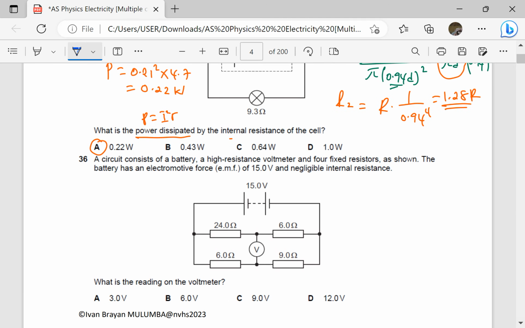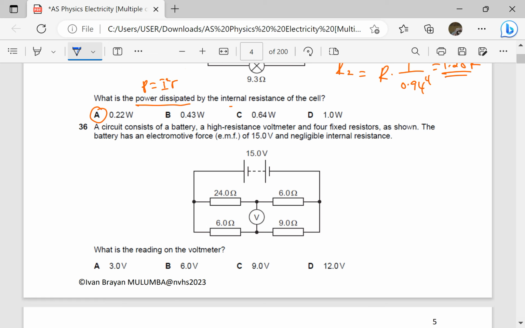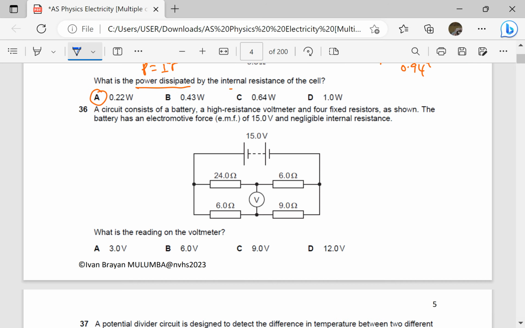A circuit consists of a battery, a high resistance voltmeter, and 4 fixed resistors as shown in the figure. The battery has an e.m.f. of 15 volts and negligible internal resistance. What is the reading of the voltmeter?